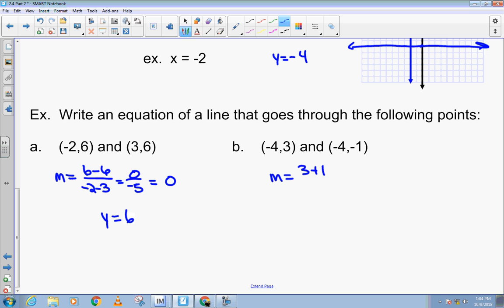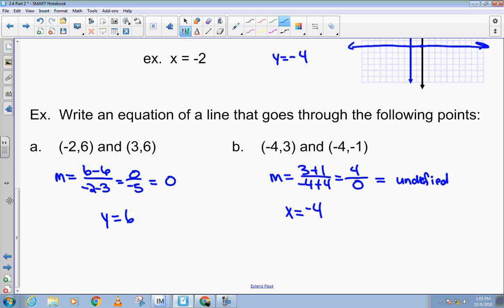How about this one? 3 minus a negative 1 over negative 4 minus a negative 4. So 3 plus 1 is 4. Negative 4 plus 4 is 0. What kind of slope is that? That's undefined. What kind of line is undefined? Vertical. So it's vertical, which means it goes through which axis? The x. At what point? Negative 4. So if we graph it, you go to negative 4 on the x-axis and you draw the whole line through it.